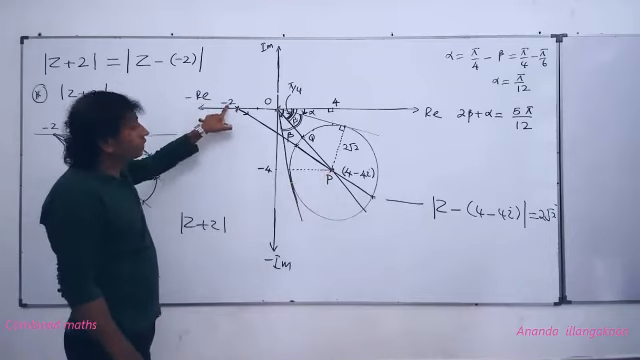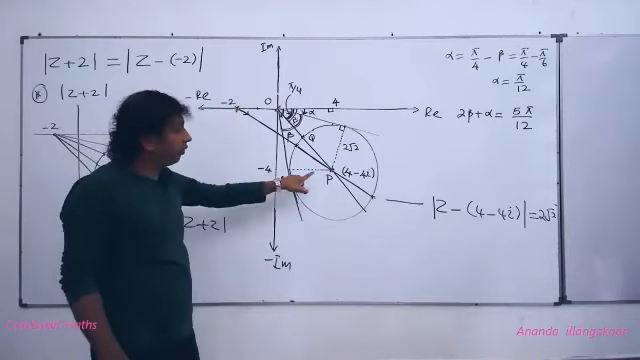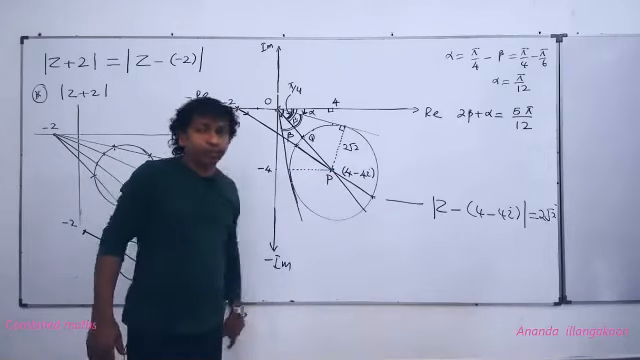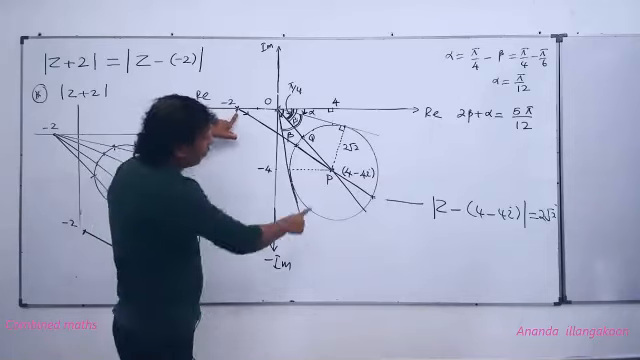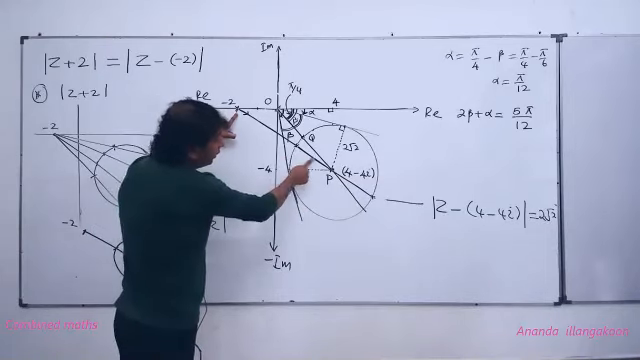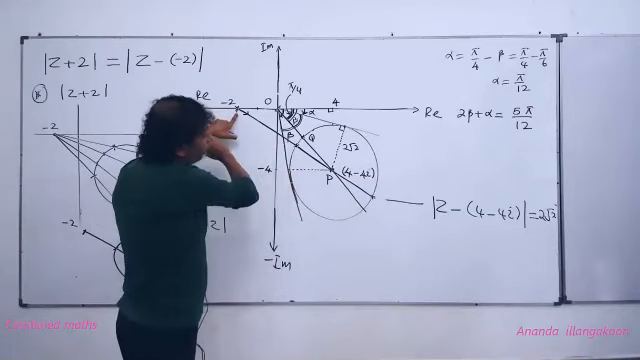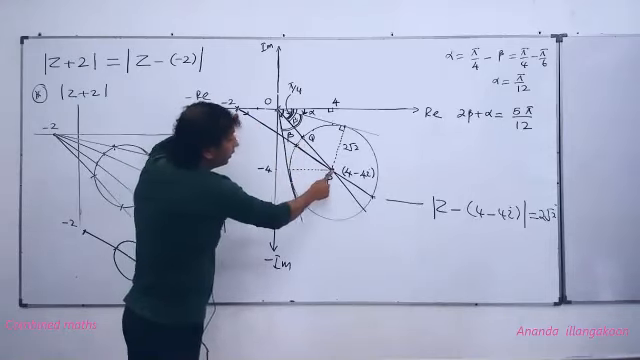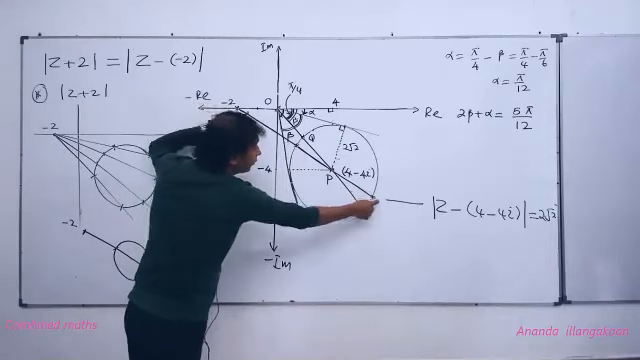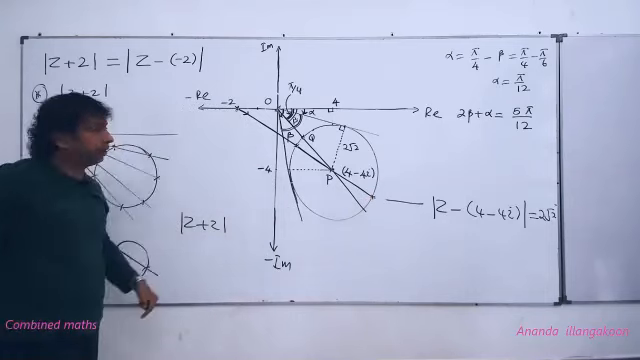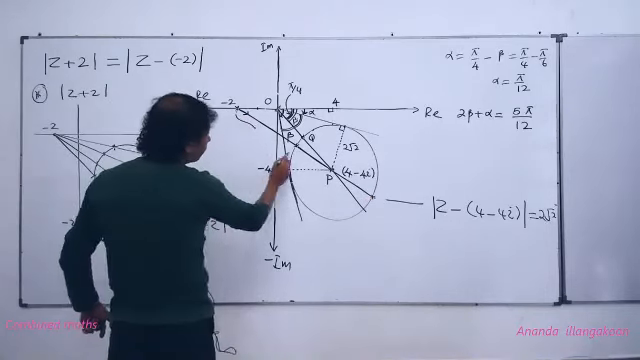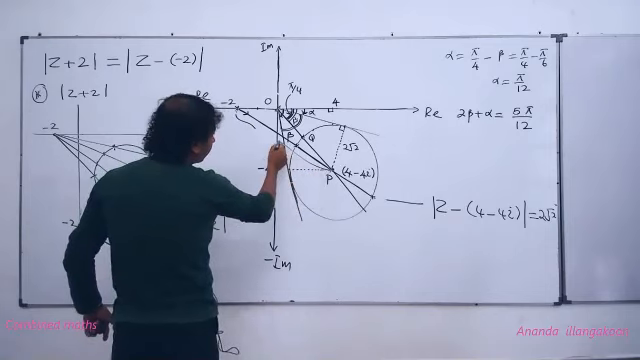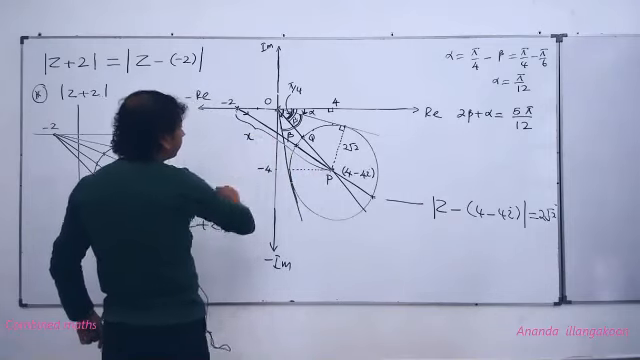Here, what are the coordinates? Minus 2, 0. Here, 4, minus 4. Then you can write this length. From that, subtract this radius. Then you get this length. To this length, add this radius. Then you get this length. Understand? Right. Then I'll take this length as x.